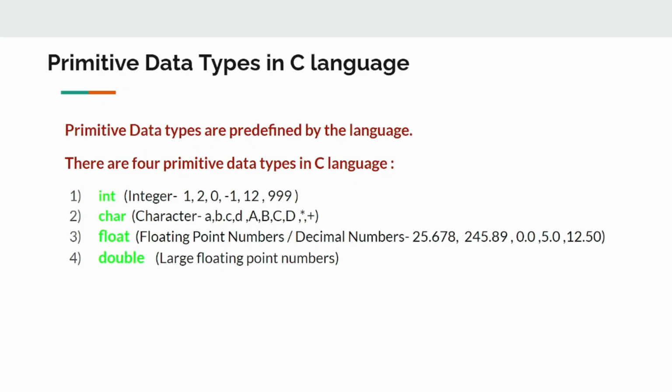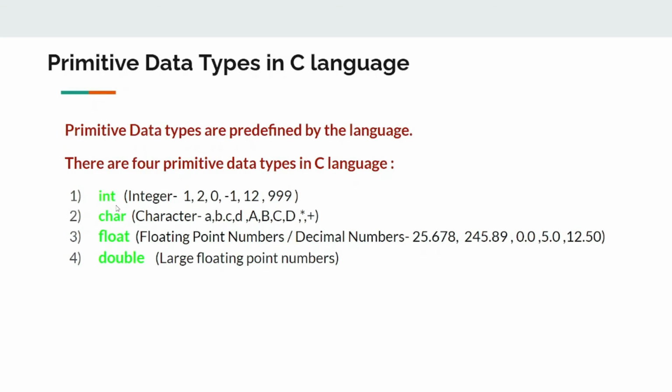Now what are data types? In C language, there are 4 primitive data types. There are more, but we generally use these 4 only. The first one is int, which stands for integer. Second is char, which stands for character. Third is float, which stands for floating point or decimal numbers. And lastly, double. Double means large floating point numbers. These are the 4 data types in C language. These are primitive data types, which means they are already defined by the language. We can also define our own data types, and we will see how to do that further in the course.